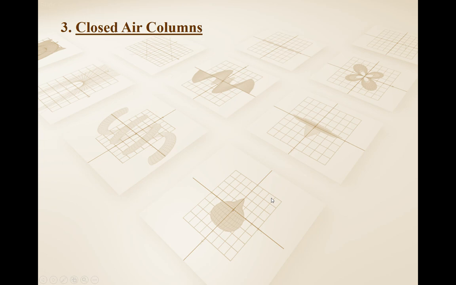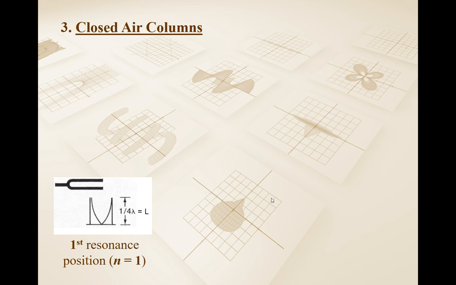Now we're going to apply this to a closed air column. I suppose a good example of a device that does consist of closed air columns, I believe, is a pipe organ. Now let me explain the picture here. This object is a tuning fork.